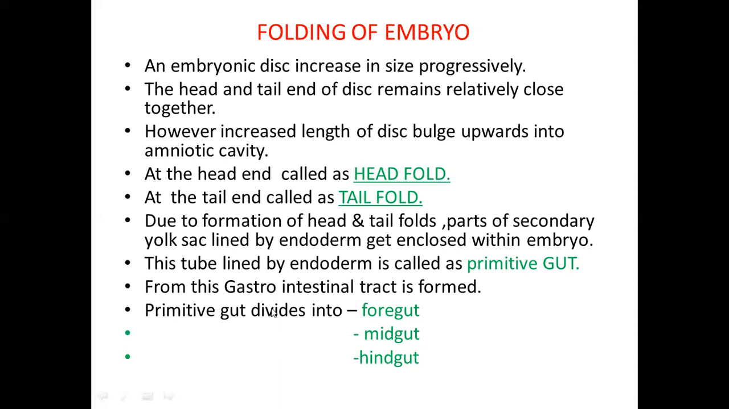This primitive gut divides into three parts: foregut, midgut, and hindgut. Most anteriorly is the foregut, in the middle part is the midgut, and towards the tail is called the hindgut. So these are the three parts of the primitive gut, and this primitive gut is formed due to the head fold and tail fold. Part of the secondary yolk sac lined by endoderm gets enclosed, so it goes within the embryo. That forms the tube-like structure, which is called the primitive gut.